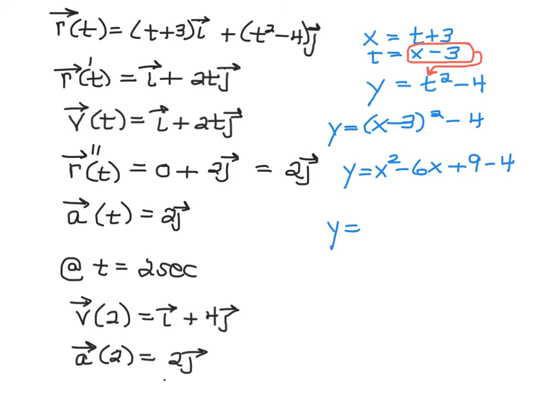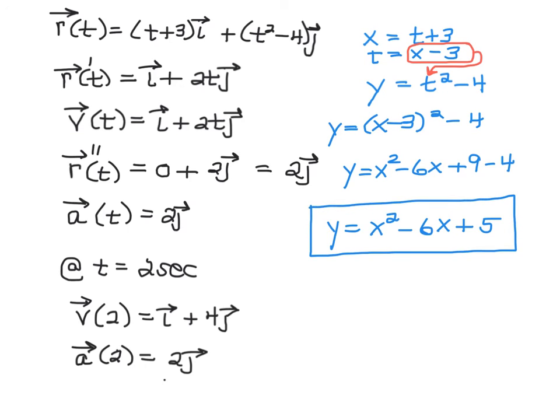y is equal to x squared minus 6x plus 5. So here what we have is our equation of y in terms of x, and we have our acceleration and velocity at time t is equal to 2.